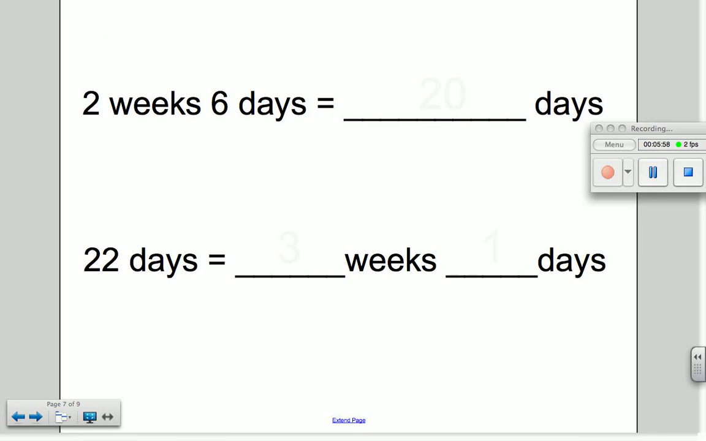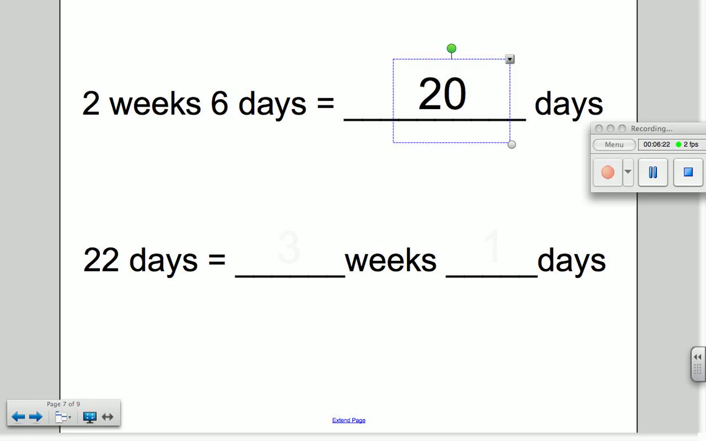Now we're going to talk about weeks and days. Let's change 2 weeks, 6 days into only days. Well, let's start with the weeks. We know there are 7 days in a week, so 2 weeks would give us 14 days. 14 days plus those extra 6 days equals 20 days.